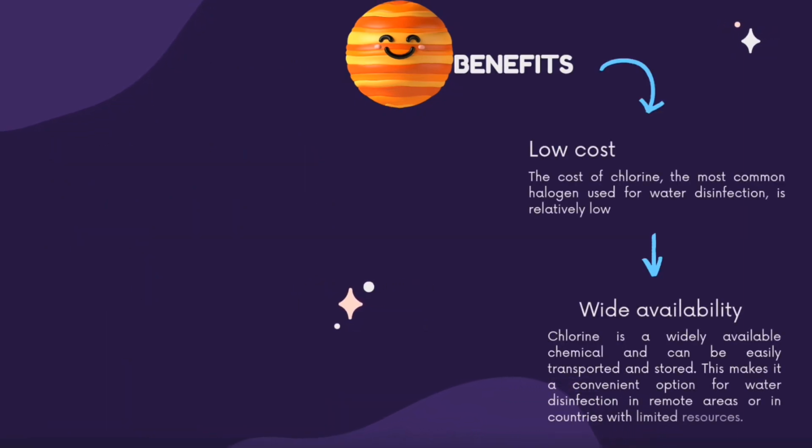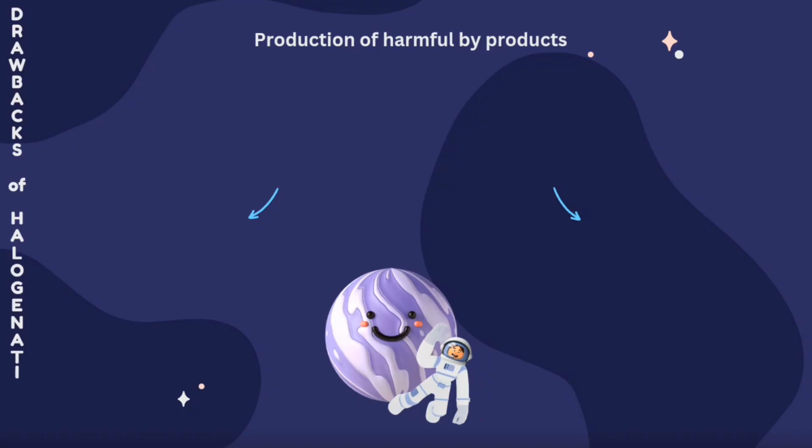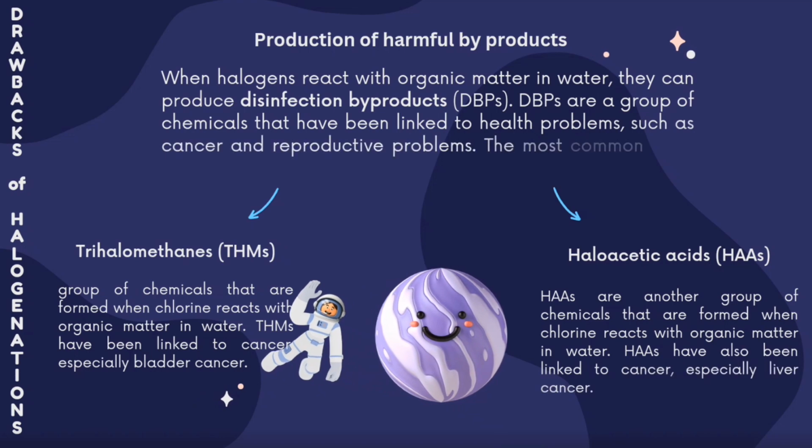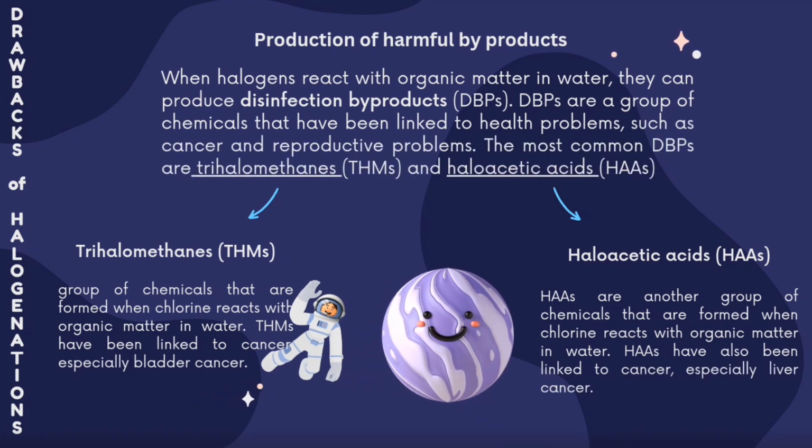The cost of chlorine, the most common halogen used for water disinfection, is relatively low. This is because of the wide availability of chlorine. Chlorine is a widely available chemical and can be easily transported and stored. But there are also drawbacks of halogenation, such as production of harmful byproducts. When halogens react with organic matter in water, they can produce disinfection byproducts, in short DBPs. The most common DBPs are trihalomethanes and haloacetic acids.